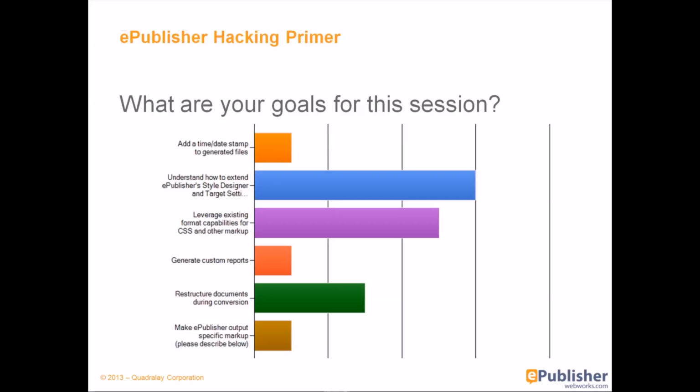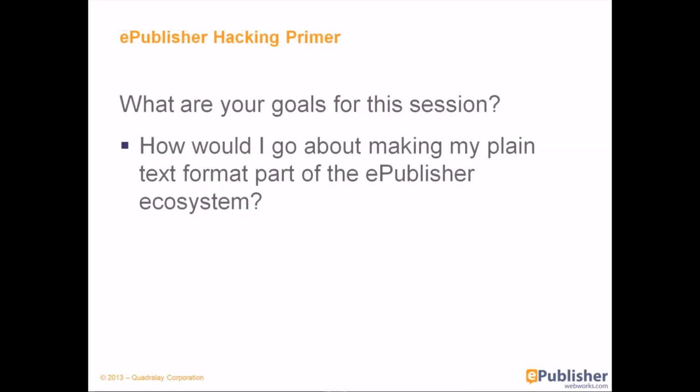The third item that came up was trying to restructure these documents during conversion. We'll see how far we get on these. Main goal is that to answer these questions, we'll need to actually go over some background. Sorry, there's one more. Somebody filled in the blank. They'd like to know how to make their own plain text format, part of the ePublisher ecosystem.